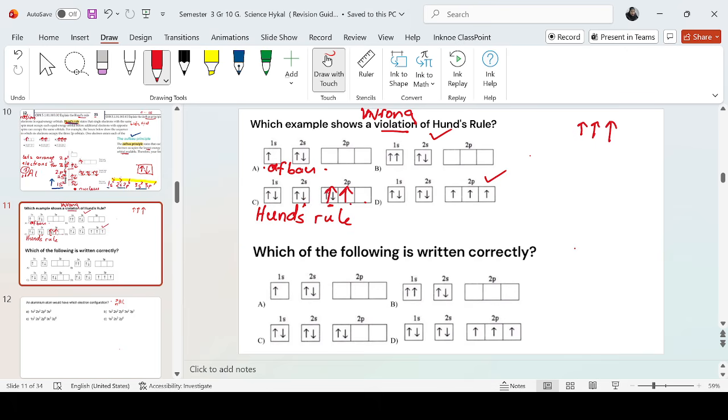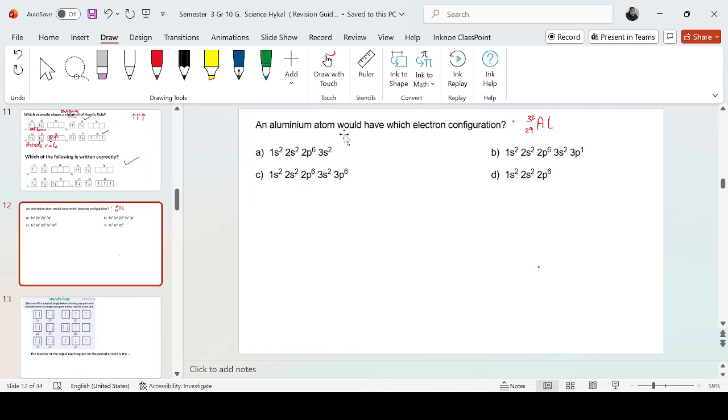Which of the following is written correctly? Which one is correct? Tell me. Only one is correct, or maybe there are two. That's how we apply the Aufbau and Hund's rule. We go to the next.